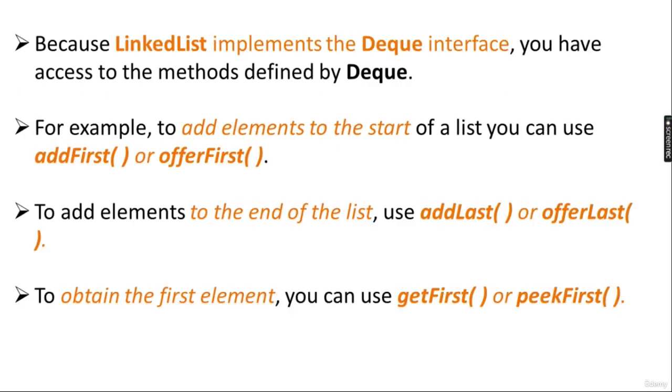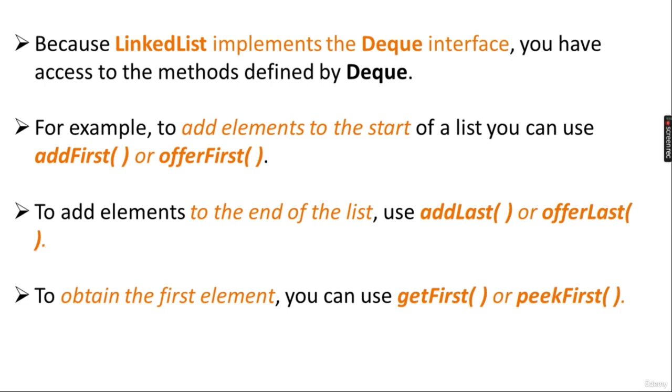Because LinkedList implements the Deque interface, you have access to the methods defined by the Deque interface. So all the methods defined by the Deque interface are implemented in the LinkedList. For example, to add elements to the start of the list, you can use addFirst or offerFirst. To add elements to the end of the list, you can use addLast or offerLast.